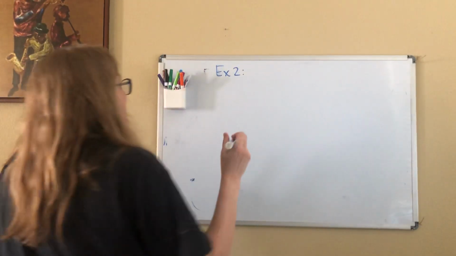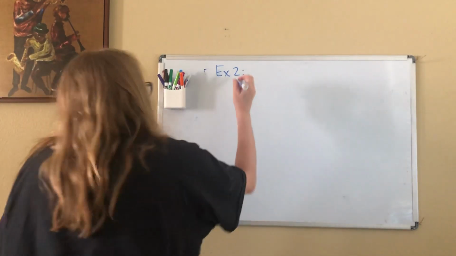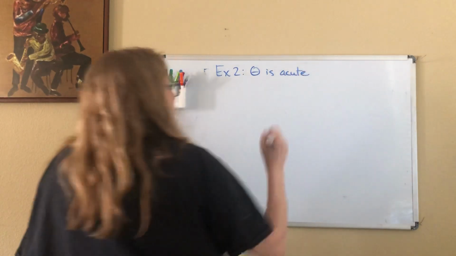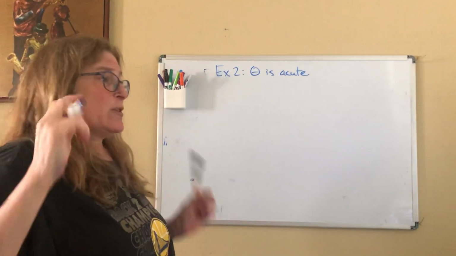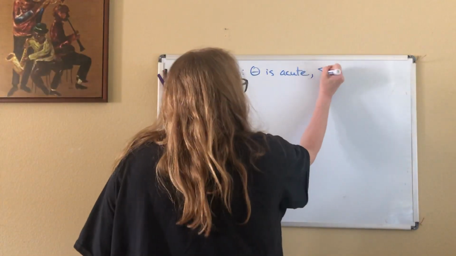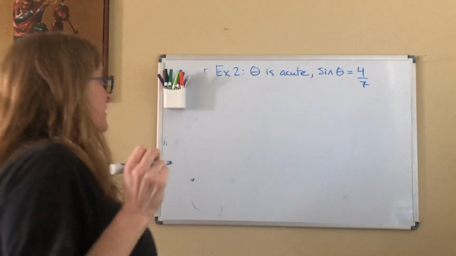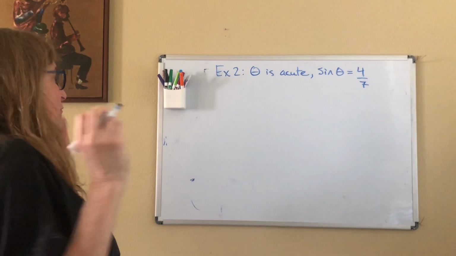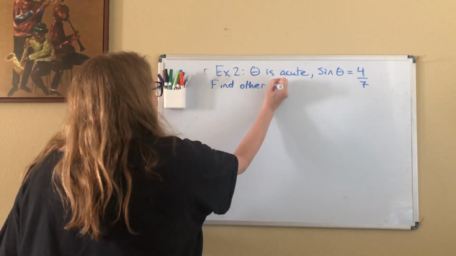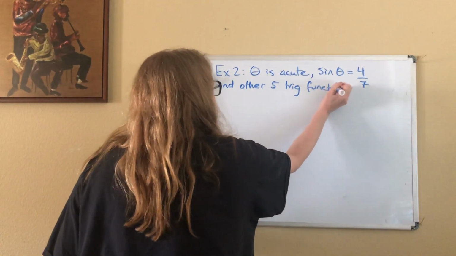We're going to be told that the sine of one of the angles, saying theta, is acute. If you guys remember what acute means, it means it's less than 90 degrees. So it's not the 90-degree angle, it's one of the other ones. And they're telling us that sine of theta is equal to 4 over 7. So the first thing we have to do, they want us to find the other 5 trig functions. They gave us 1, right? There's 6 total, they gave us 1.